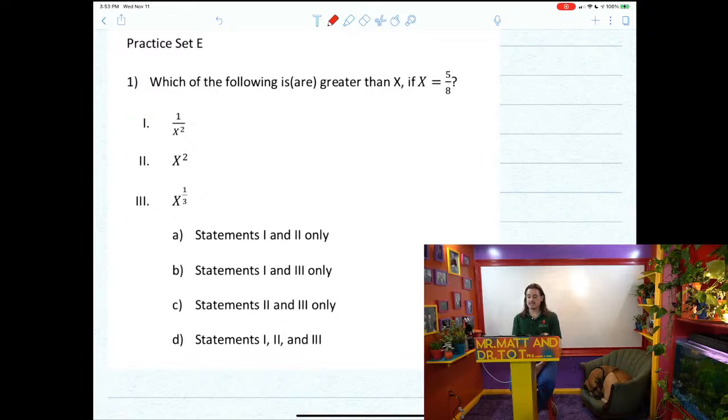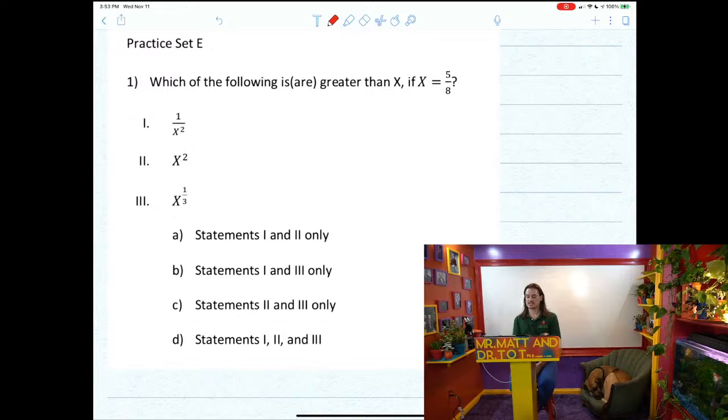So practice set E, question 1. Which of the following is or are greater than x if x is equal to 5/8? Statement 1 is 1 over x squared. Statement 2 is x squared. Statement 3 is x to the 1/3 power.